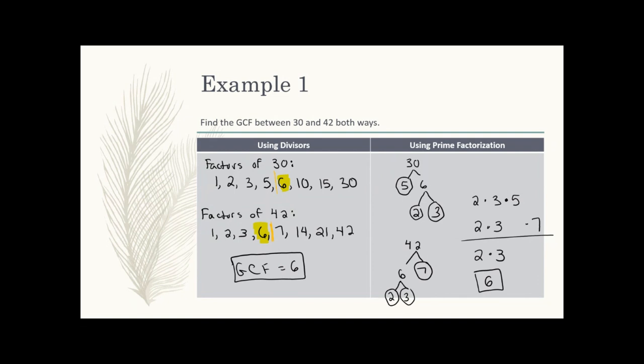One, by listing all the possible numbers and then looking for the biggest one that's in common. The second method by doing the prime factorization. Do you guys have questions on this example?